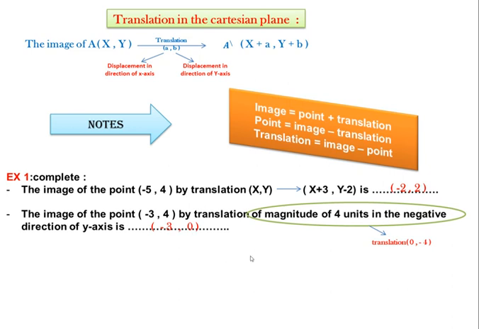Now I have a question: if the magnitude is 4 units in the positive direction, then the y will be positive 4, not negative, and the x will be 0. Another question: if the magnitude is 4 units along the x-axis, then the y will be 0.